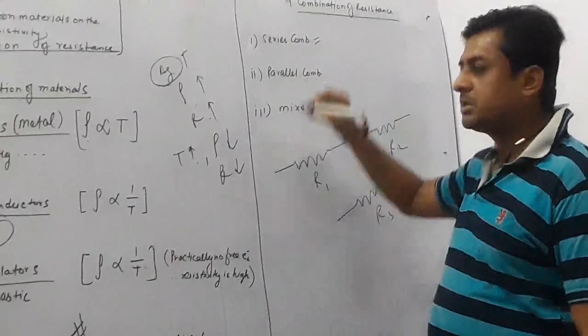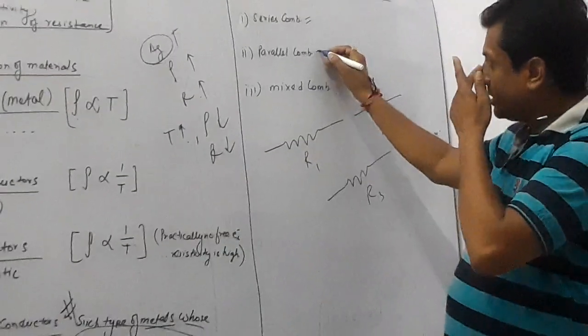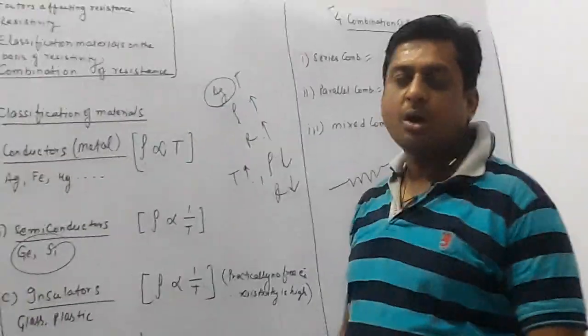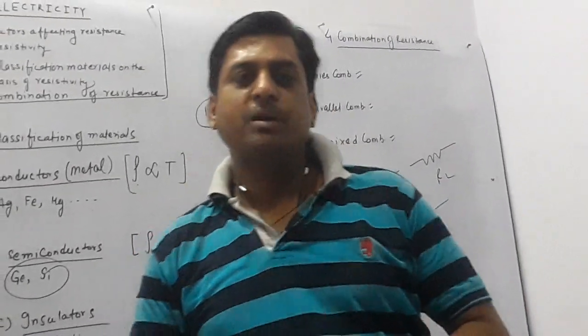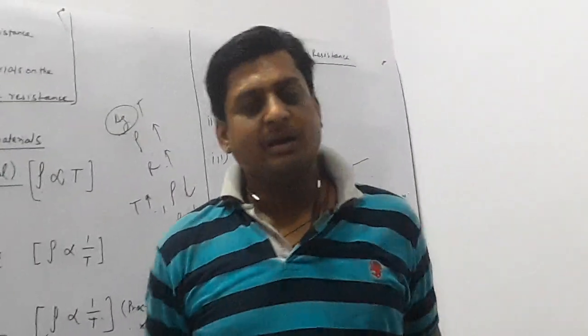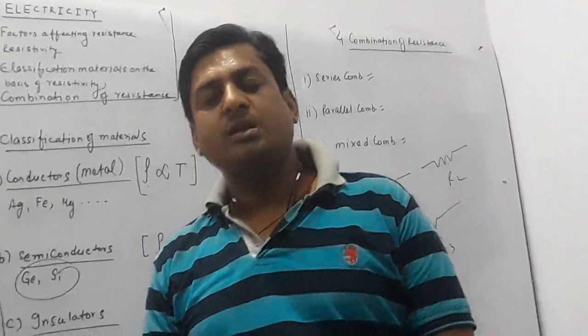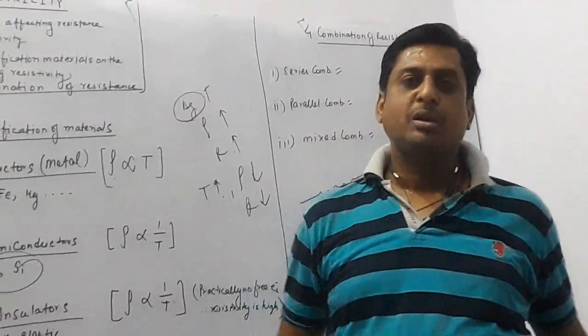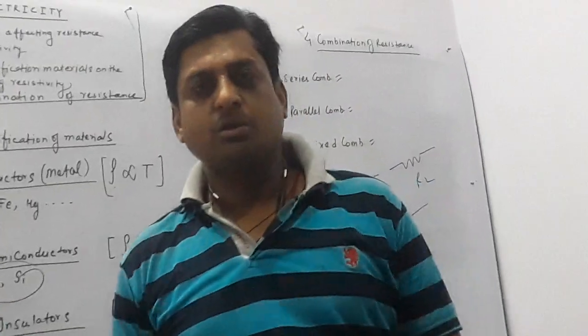The first method is called series combination, the second method is called parallel combination, and the third method is called mixed combination. Now I will tell you one by one what happens in series combination, parallel combination, and mixed combination. Okay.